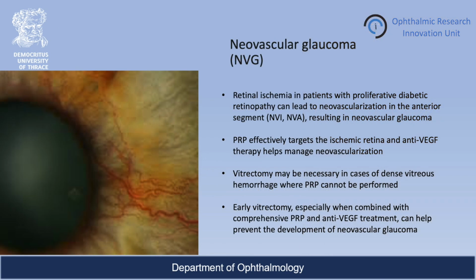Retinal ischemia in patients with proliferative diabetic retinopathy can lead to neovascularization in the anterior segment, resulting in neovascular glaucoma. While panretinal photocoagulation effectively targets the ischemic retina and anti-VEGF therapy helps manage neovascularization, vitrectomy may be necessary in cases of dense vitreous hemorrhage where PRP cannot be performed. Early vitrectomy, especially when combined with comprehensive PRP and anti-VEGF treatment, can help prevent the development of neovascular glaucoma.